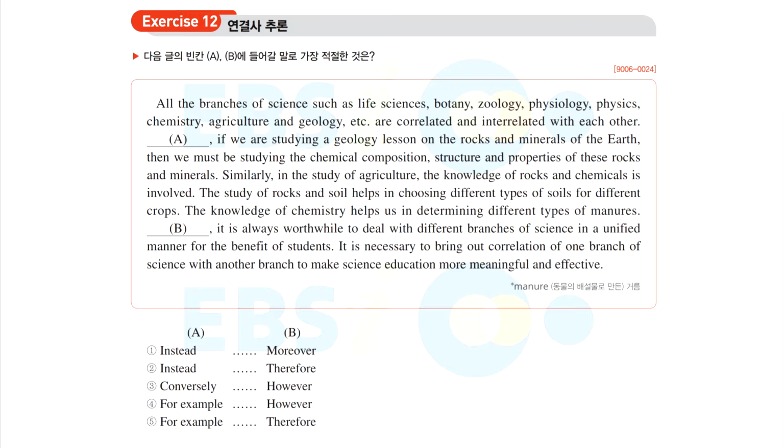The study of rocks and soil helps in choosing different types of soils for different crops. The knowledge of chemistry helps us in determining different types of manures. Therefore, it is always worthwhile to deal with different branches of science in a unified manner for the benefit of students. It is necessary to bring out correlation of one branch of science with another branch to make science education more meaningful and effective.